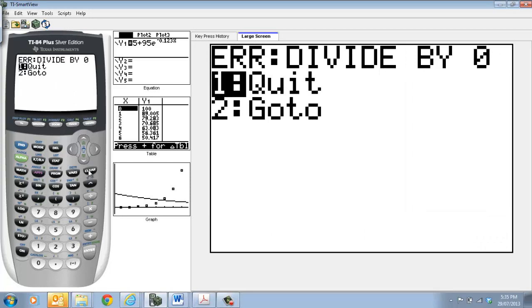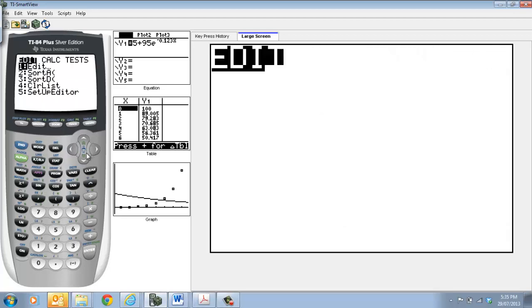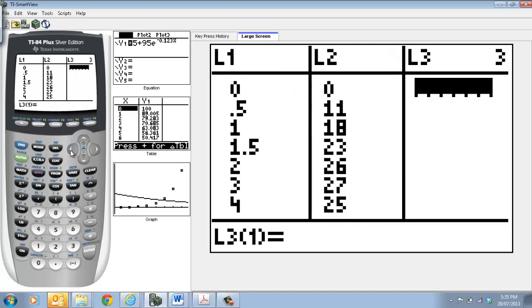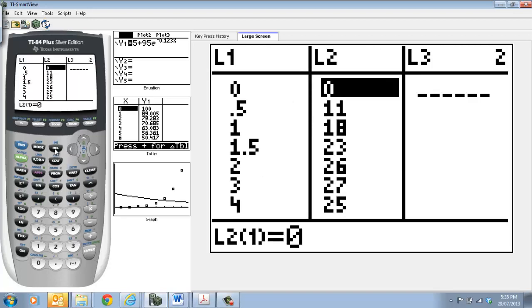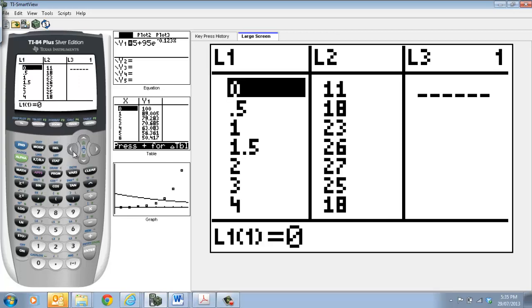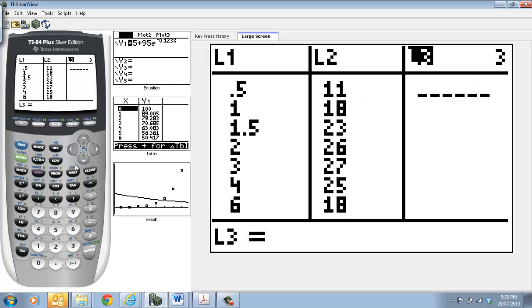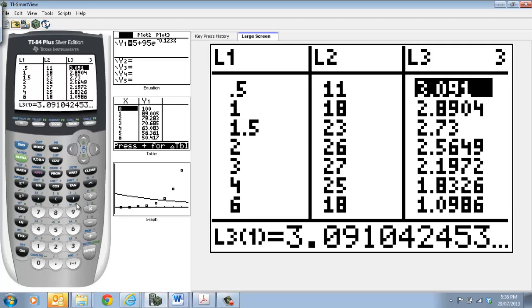Oh, we've got a 0, can't divide by 0, so let's just go to what we need to do. If we quit out of there, going to our stat button, edit, what we need to do is go to both of our columns here and delete our 0 term. If we delete both of them, it should now work. So ln of simply list number 2 divided by list number 1 and enter. We've got our values there.